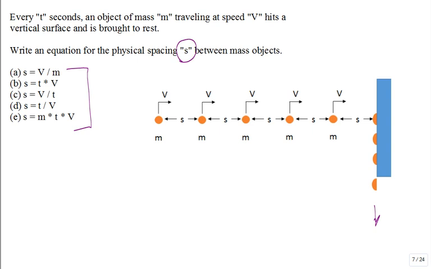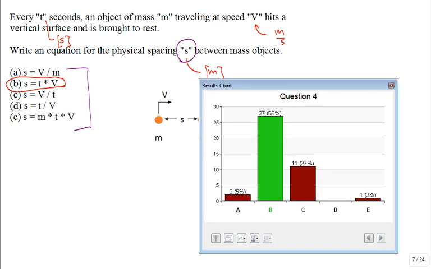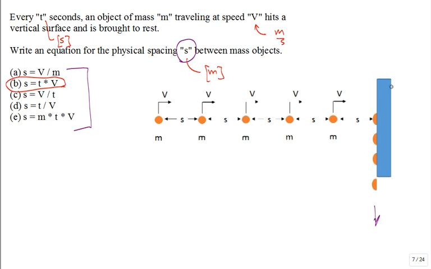All right. So what are the SI units for s? It's a distance, a physical spacing. Isn't it distance like meters? And what are the SI units on velocity? Meters per second. If I multiply that by time in seconds, don't I get a distance? What's the best answer? Isn't B the best answer? Congratulations, there you go. Little higher percentage.